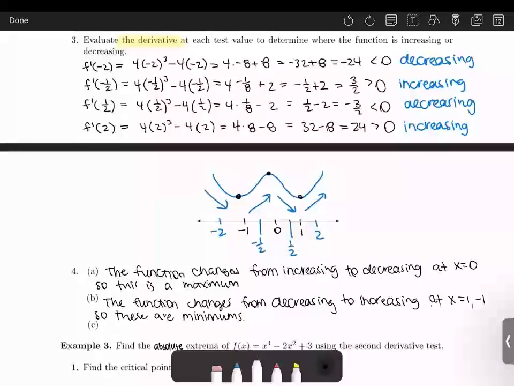And part C says, is there any critical point where the function stays decreasing or stays increasing? So there's no point there. So you don't necessarily need to write a conclusion for part C if that case doesn't occur.